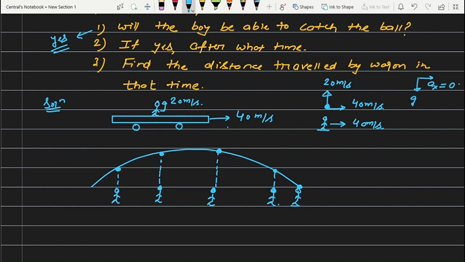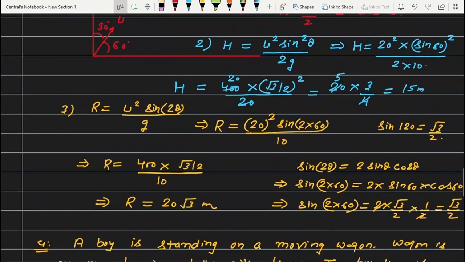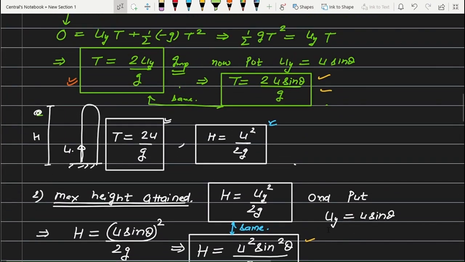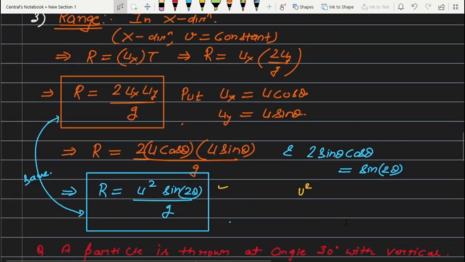Because the time of flight, from where the ball is thrown to where it is caught, is exactly the time that has been asked. So in this case we will use the formula 2u sin theta by g. But sir, here we know neither u nor theta. However, we can calculate that. We can apply this formula, but we will apply another formula in this case. Let's solve it using both the methods.